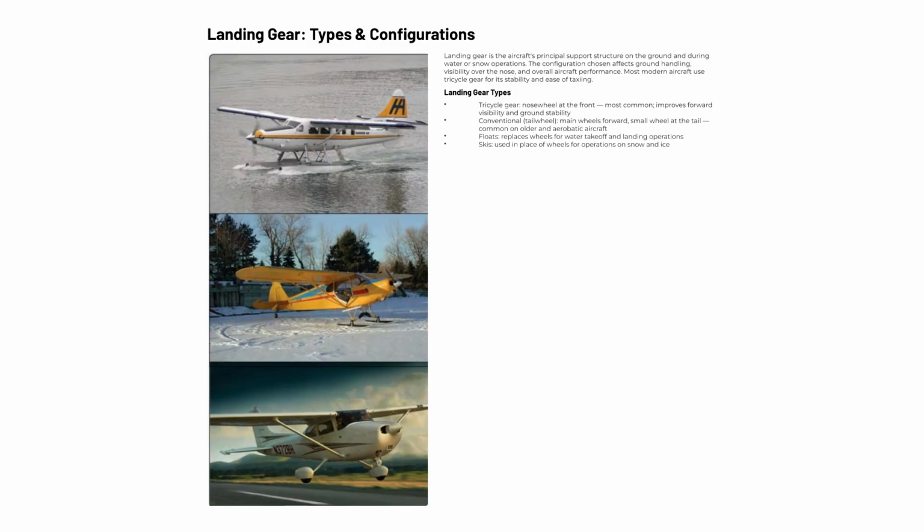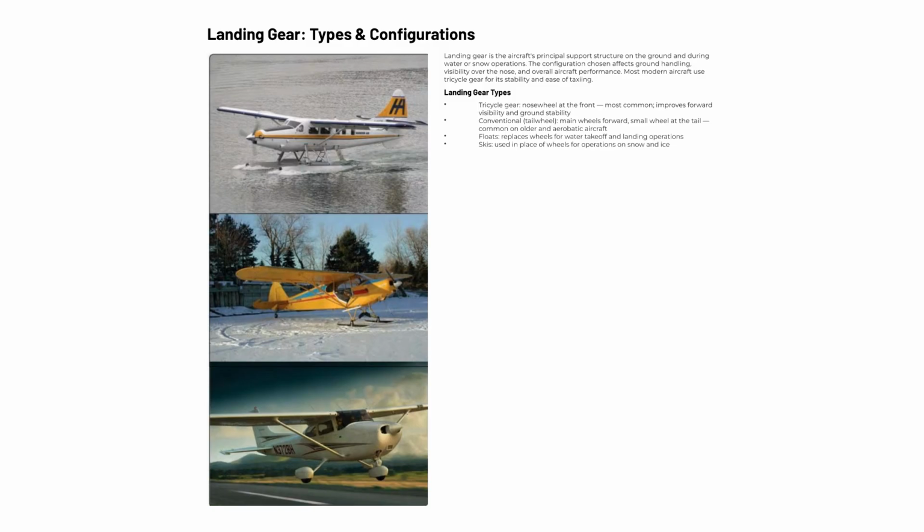Landing gear serves as the aircraft's primary support structure whenever it's in contact with the ground, water, or snow, and the type of gear installed has a direct impact on how the aircraft handles in those environments. The most common configuration you'll encounter is tricycle gear, which places the nose wheel at the front and the two main wheels behind. This arrangement gives the pilot excellent forward visibility on the ground and provides inherent stability during taxi, takeoff, and landing, making it the preferred choice for most modern training and transport aircraft.